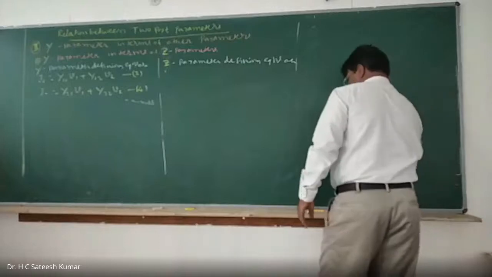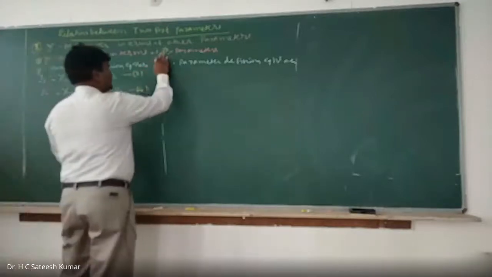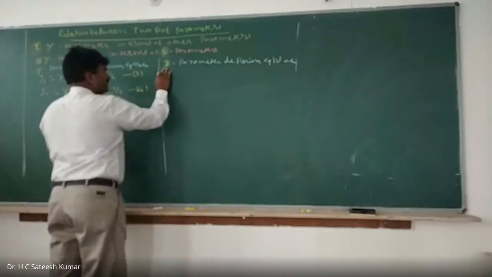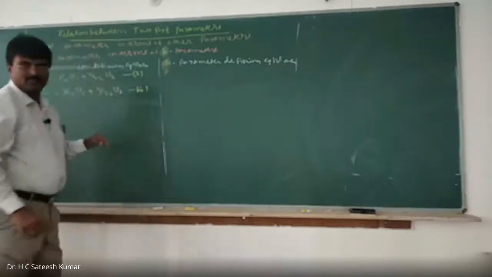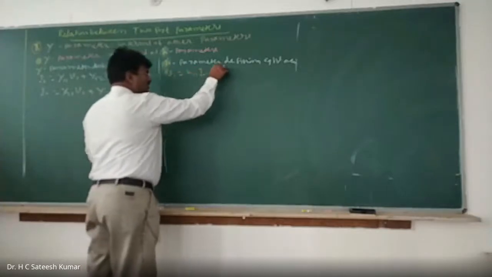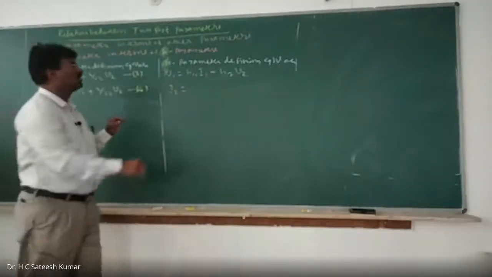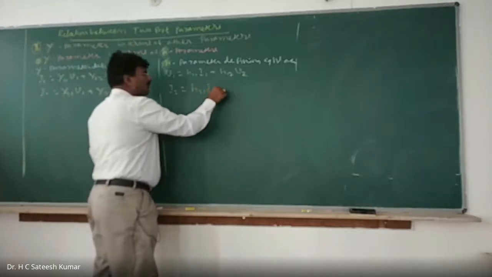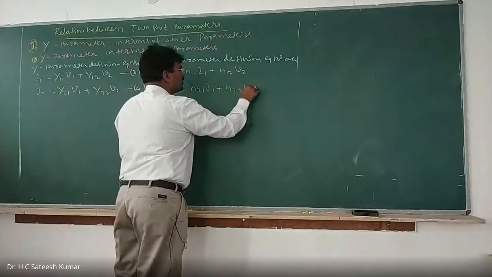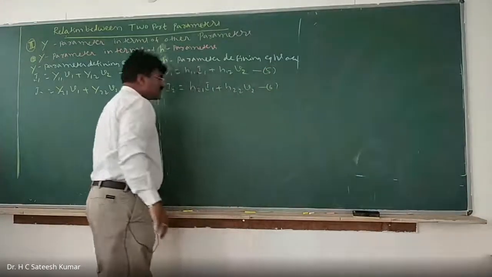Okay, right. First one is over. Now you make it second one: Y parameter in terms of H parameter. The H parameter defining equations are: V1 is equal to H11 into I1 plus H12 into V2, and I2 is equal to H21 into I1 plus H22 into V2. We call these equation number 5 and equation number 6. That equation numbering will not change.